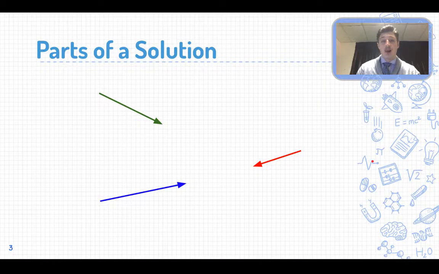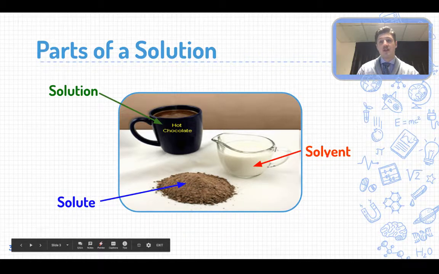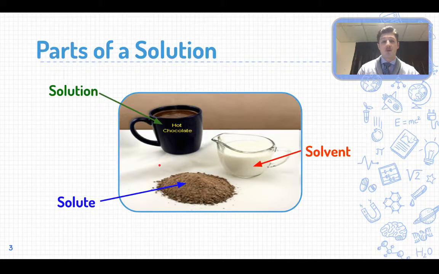So, parts of a solution. Now, what was the solution? I talked about a solute and a solvent. Well, a solution is a solute plus a solvent, and that makes our solution. So here's the example of hot chocolate. The solute is the part of the solution that is dissolved, usually the lesser amount, so you don't put as much of this in as you have the solvent. The solvent is the part of the solution that dissolves the solute. So the milk here is going to dissolve the hot chocolate, and this is usually the greater amount, and we'll get into why that is in a second. And when you combine the two, you make a solution. So a solute plus a solvent equals a solution.